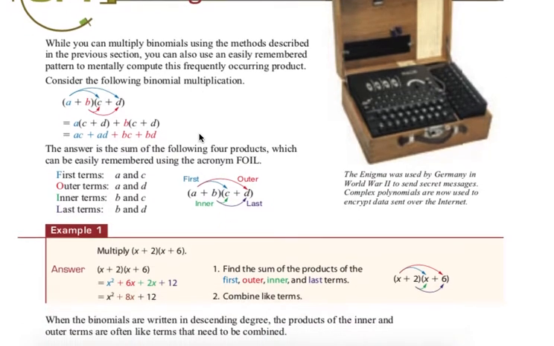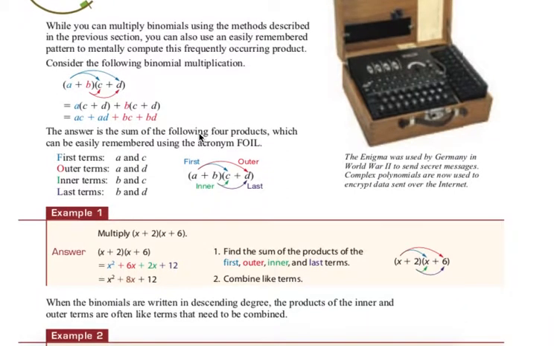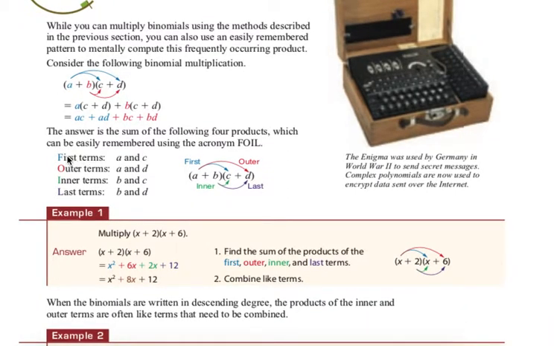Okay, so here is what FOIL means. FOIL means first terms, outer terms, inner terms, last terms. Okay, first, out, in, last. You're going to multiply the first terms together, then add the outer terms. Okay, outer terms being A and D. Then you're going to add the inner terms, in this case B times C, and you're going to add the last terms, B and D, of these binomials.